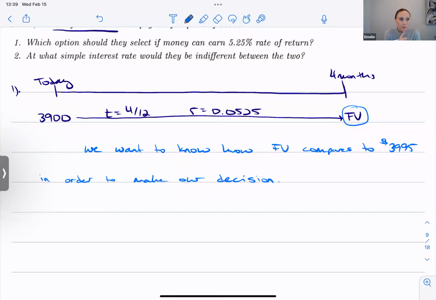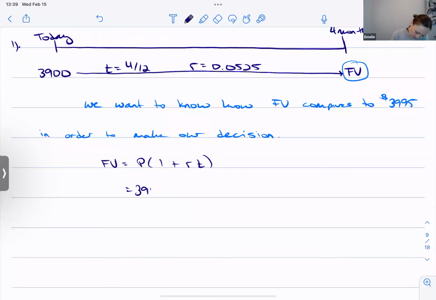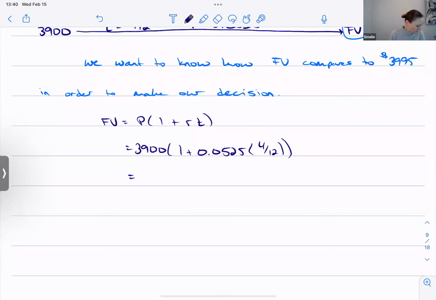Okay. So let's see here. Future value is the principal amount times 1 plus R times T. So that's going to be 3,900 times 1 plus 0.0525 times 4 over 12. I'm just going to tell you that it is 3,968 and 25 pennies.